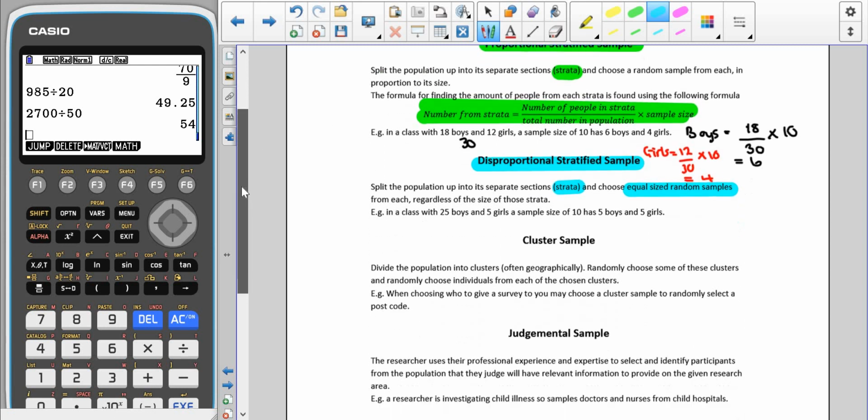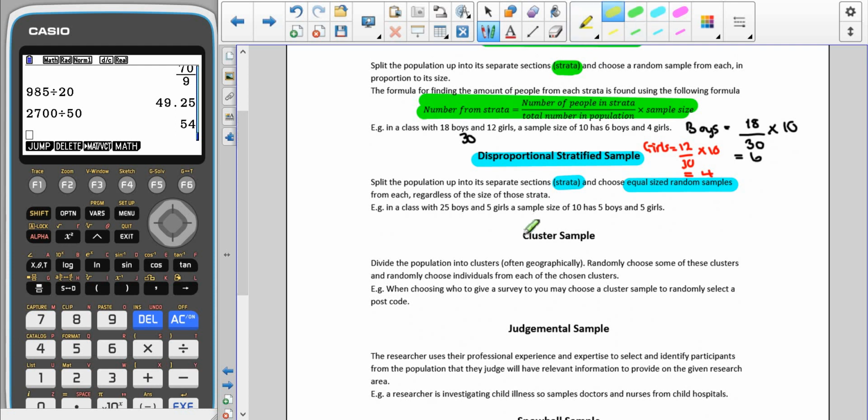Now we also have a cluster sample. A cluster sample is where we divide the population into clusters. Now this is different because this is done geographically. So for instance, postcode is a good way to do cluster sampling. So instead of taking a sample of, let's say, the entirety of Manchester, instead you would choose selected postcodes and then give your question out in those postcodes.